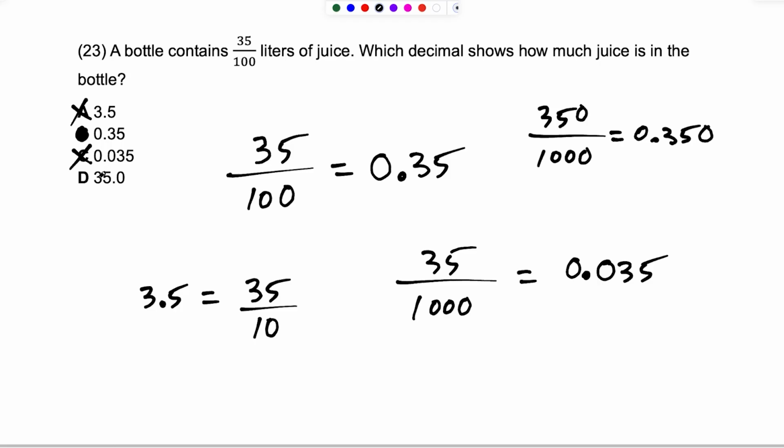And then 35.0 is just equal to 35 divided by 1. So 35 divided by 1 is equal to 35, but we could write any whole number as that number with .0. So I could say 35 like this, 35.0, and this is the same. I could say something like, let's say, 5 is equal to 5.0. So that's why this fraction is not matching up with this answer choice here. So choice B is definitely our answer.